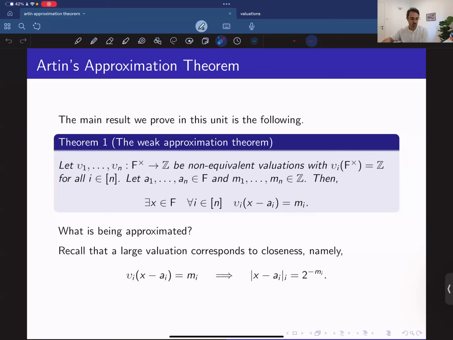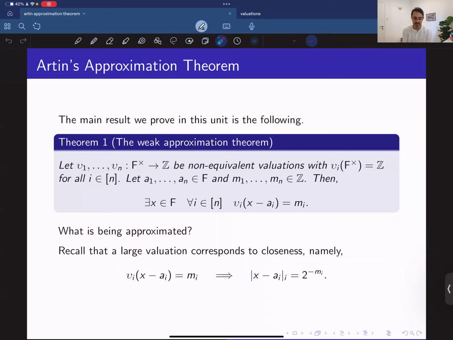So, you can ask why it's called the approximation theorem? You can actually ask why it's called the weak approximation theorem. It sounds quite strong, but why is it called the approximation theorem? And for that, let's recall the discussion that we just had. Remember that a large valuation corresponds to closeness, right?